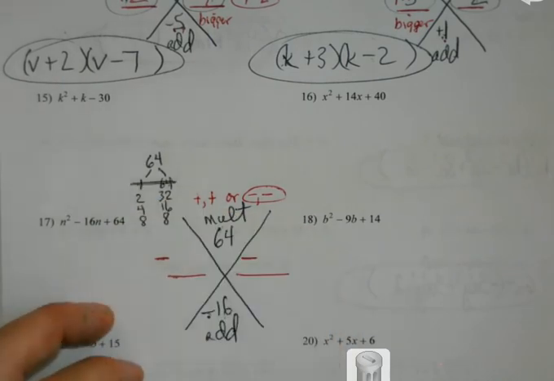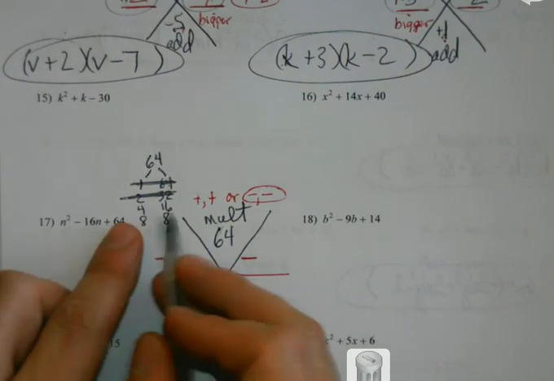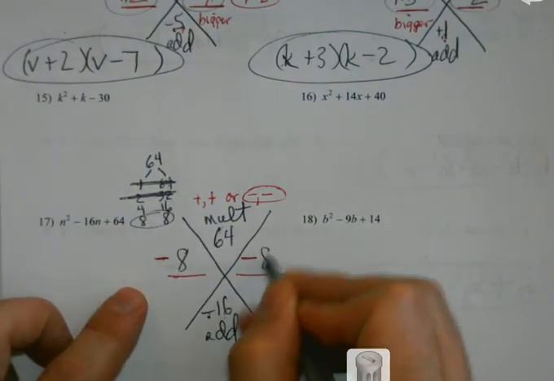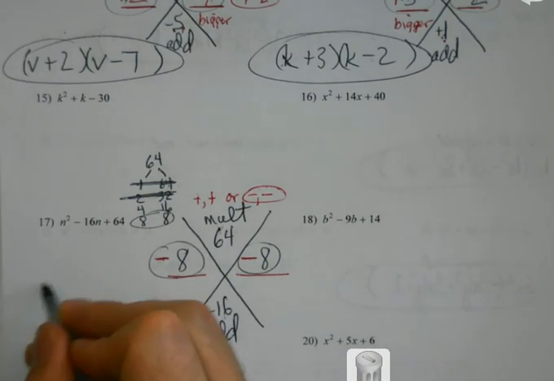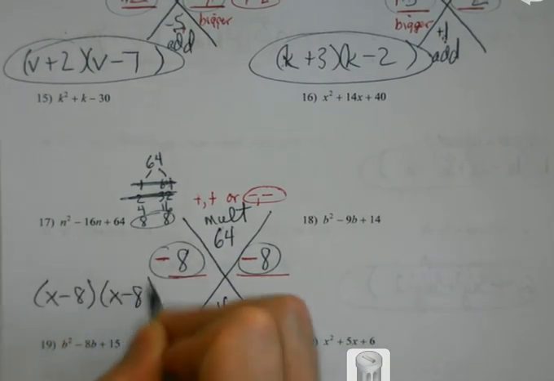That doesn't work. 2 and 32, well, if I subtract them, I get down to 30, but I need to get to 16. 8 and 8 works. Okay, 16 and 4 doesn't work, but 8 and 8 works. And I know they're both negative. So I don't even have to worry about that part. X minus 8. X minus 8.